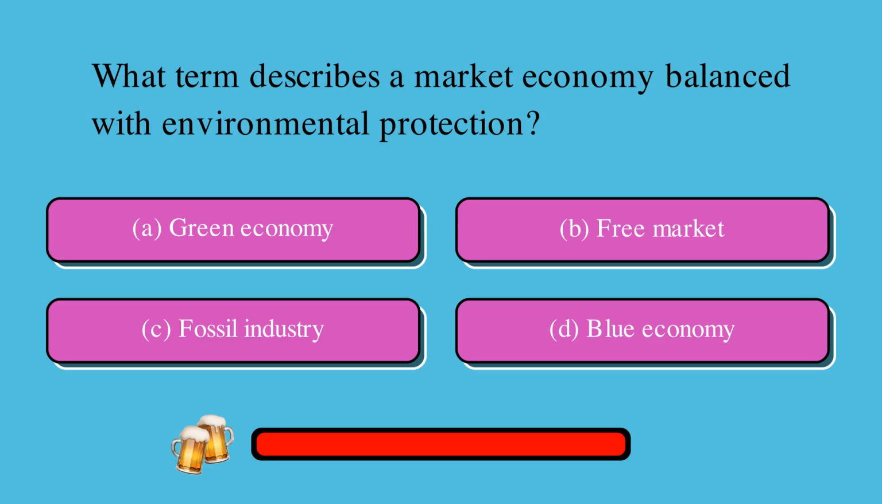What term describes a market economy balanced with environmental protection? Is it A, green economy, B, free market, C, fossil industry, or D, blue economy? The correct answer is A, green economy.